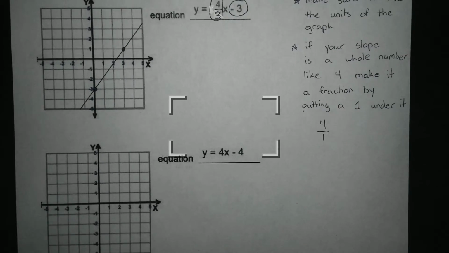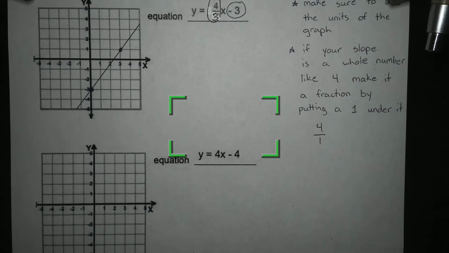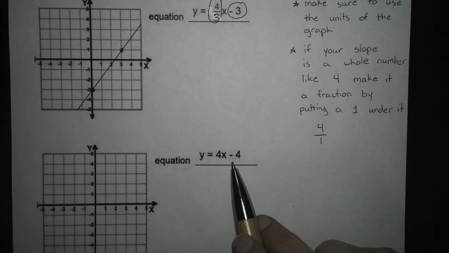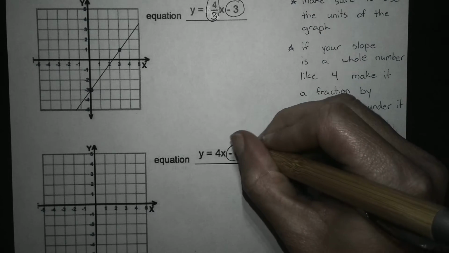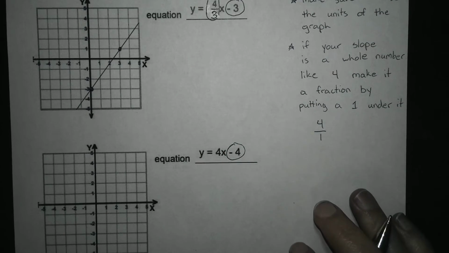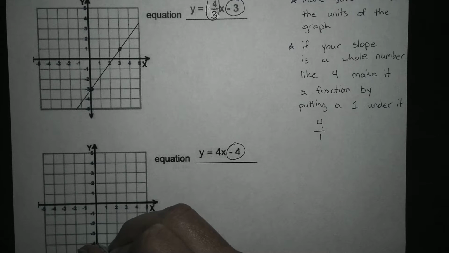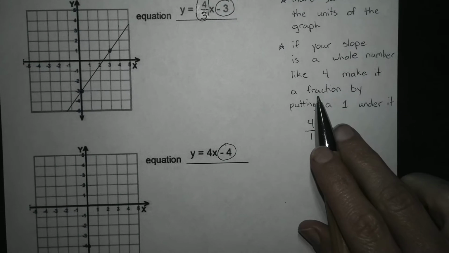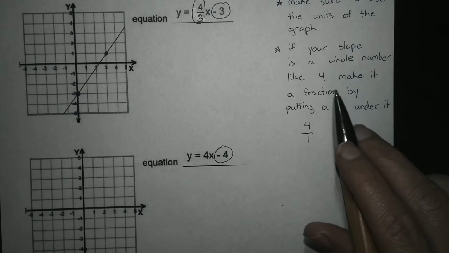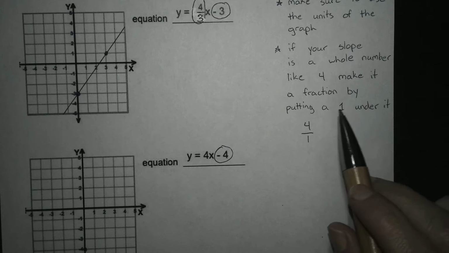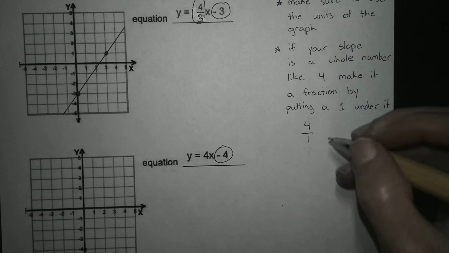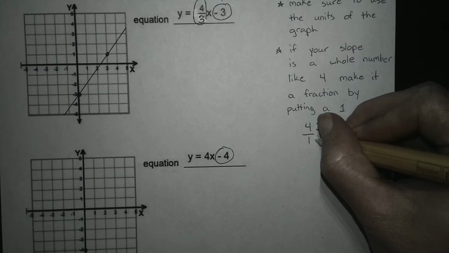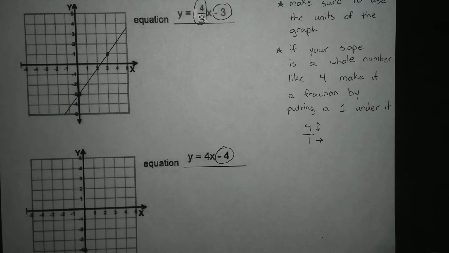Our last problem, our y-intercept is negative 4 here. So we're going to put a dot at negative 4 on the y-axis. And this time we don't have a fraction. If your slope is a whole number, like 4, make it a fraction by putting a 1 under it. So 4 over 1. Again, our top number makes you go either up or down, and the bottom number always has you go to the right.